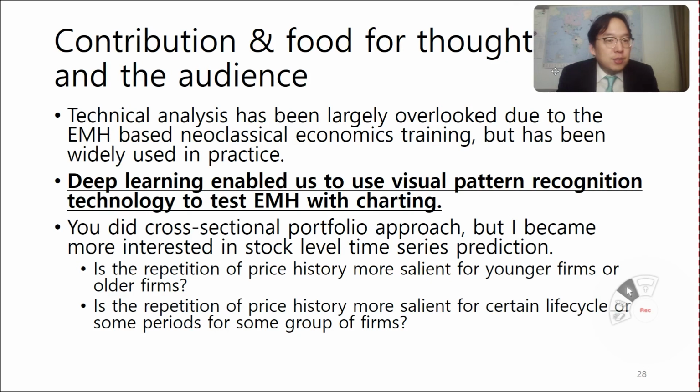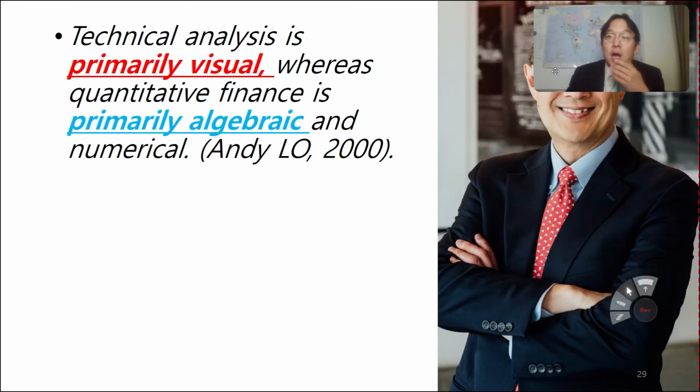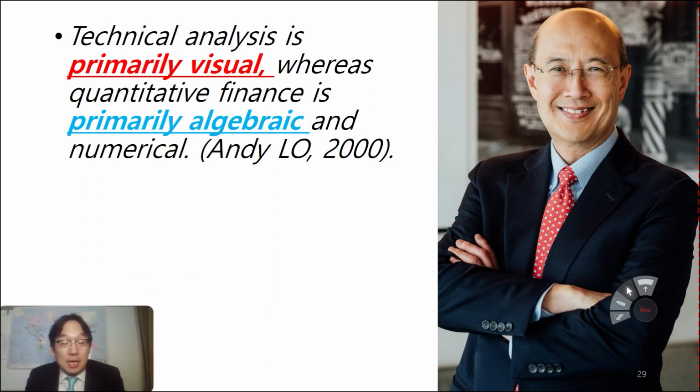Wow. You did a cross-sectional portfolio approach, but I became more interested in stock-level time series prediction. Is the repetition of price history more salient for younger firms or older firms? The EMH predicts younger firms, but your results may be indicating the other way around. Is the repetition of price history more salient for certain life cycles or some periods, for some group of firms? You said the subperiod analysis is robust throughout, but I'm not talking about the whole group. Depending on the group of industry, industry by industry, is there some pattern commonly shared? Anyway, that could be some extension in the future.